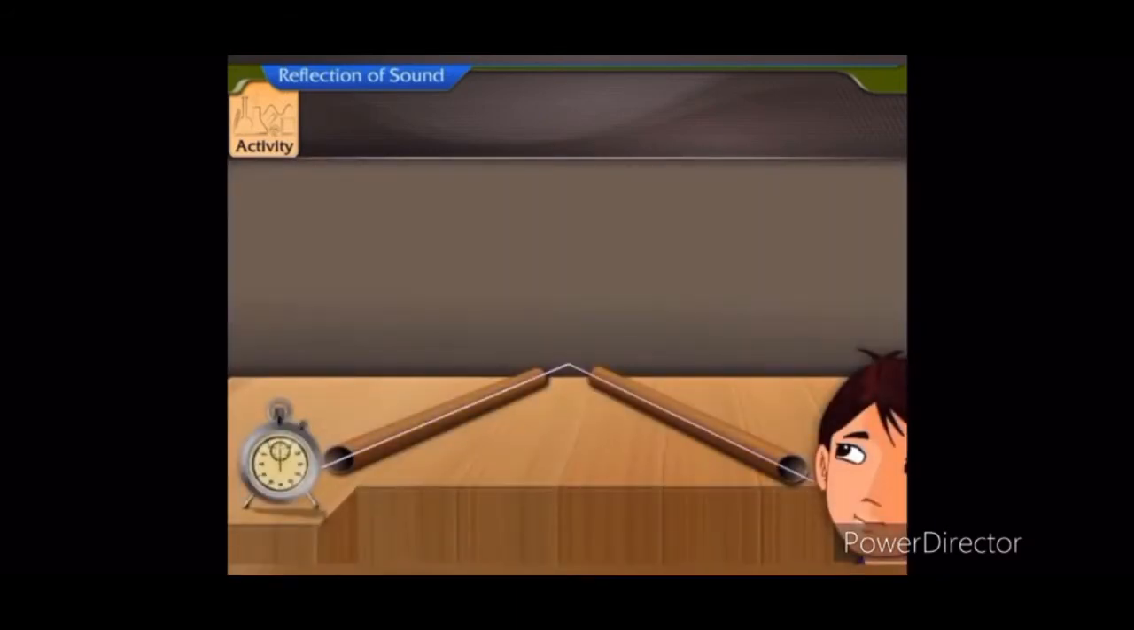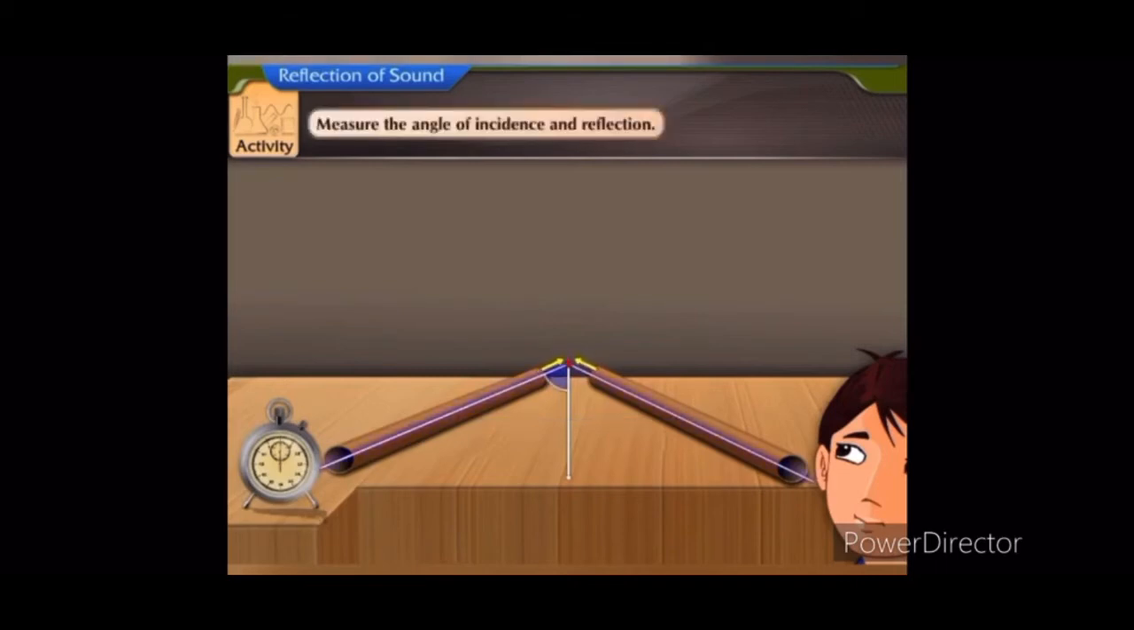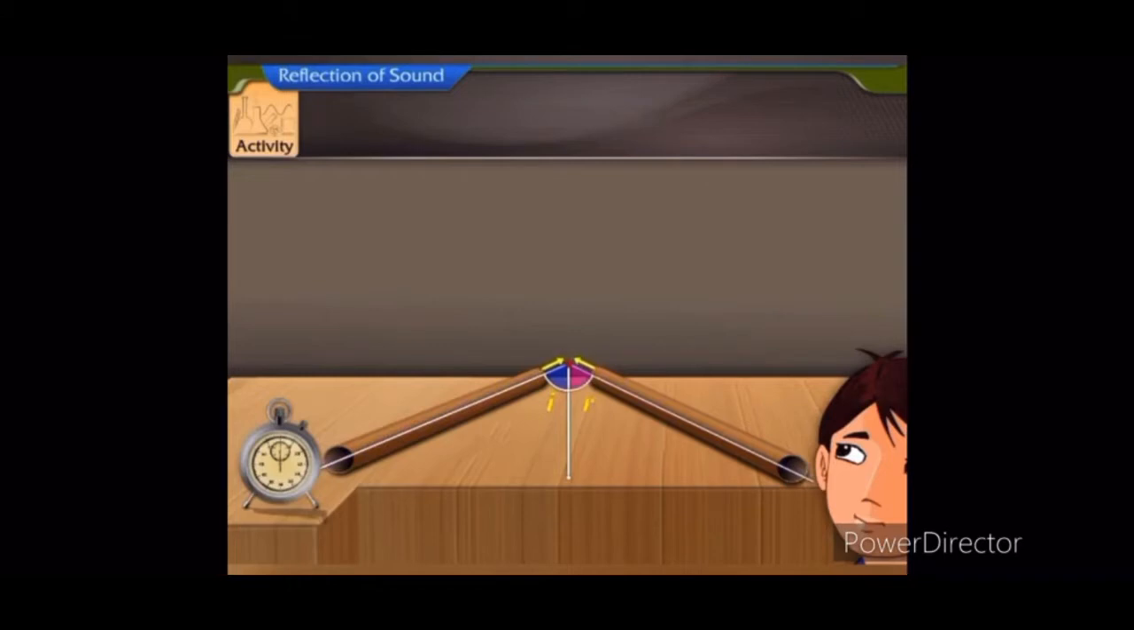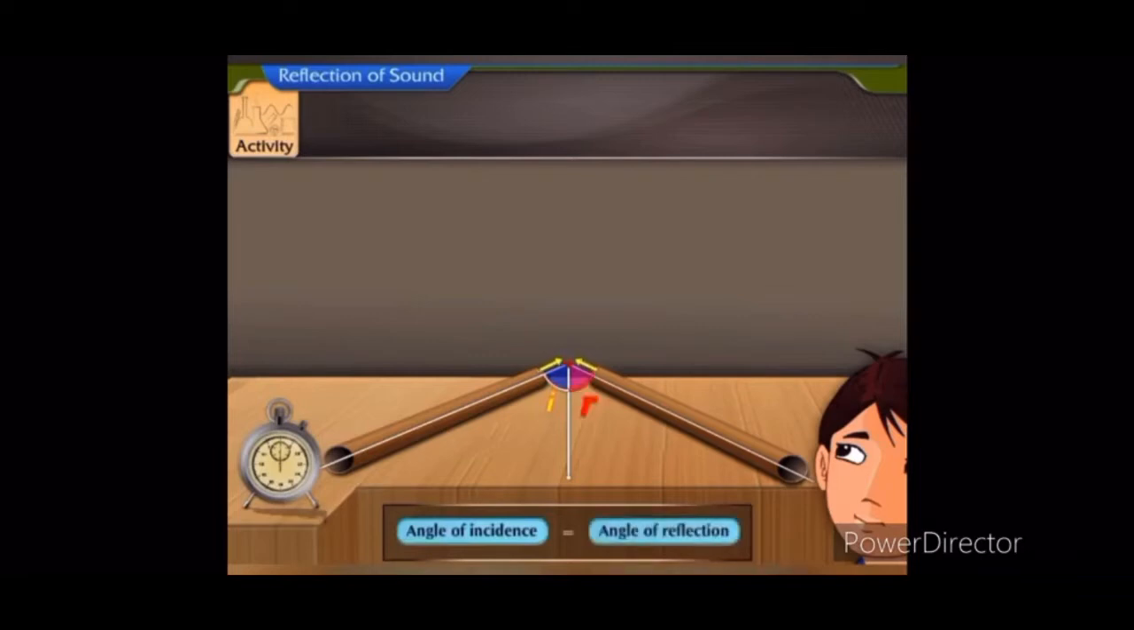Draw lines along the pipes. Also, draw the normal to the wall at the point of meeting of the two lines. Now measure the angle of incidence and reflection. It is found that the angle of incidence is equal to the angle of reflection.